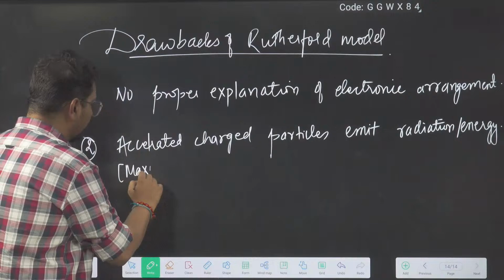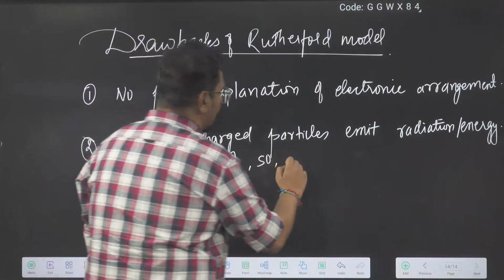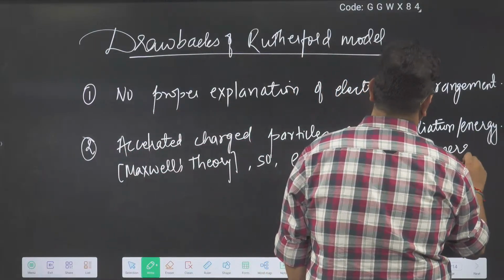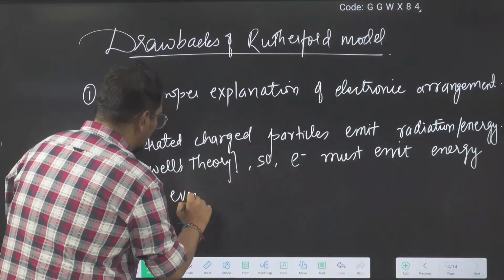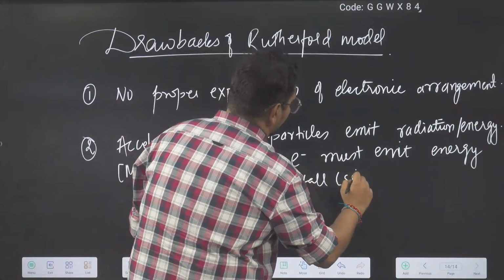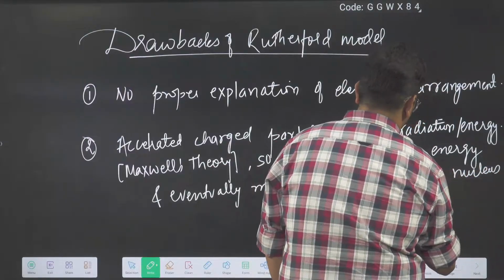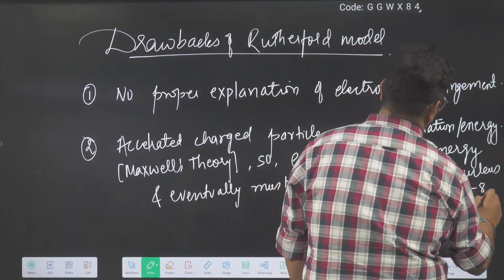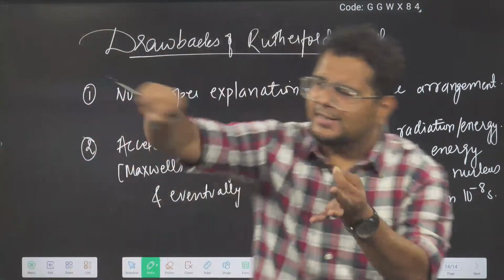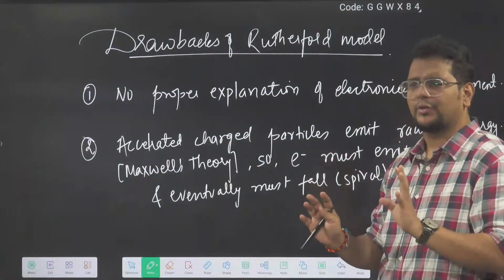This was given by Maxwell. This is Maxwell's theory. So the electron must emit energy and eventually must spiral inside the nucleus within 10 to the power minus 8 seconds. Understand the story. When a charged particle is accelerated, it releases energy. That was Maxwell's theory, moving charges and magnetism. You will read this in detail also.